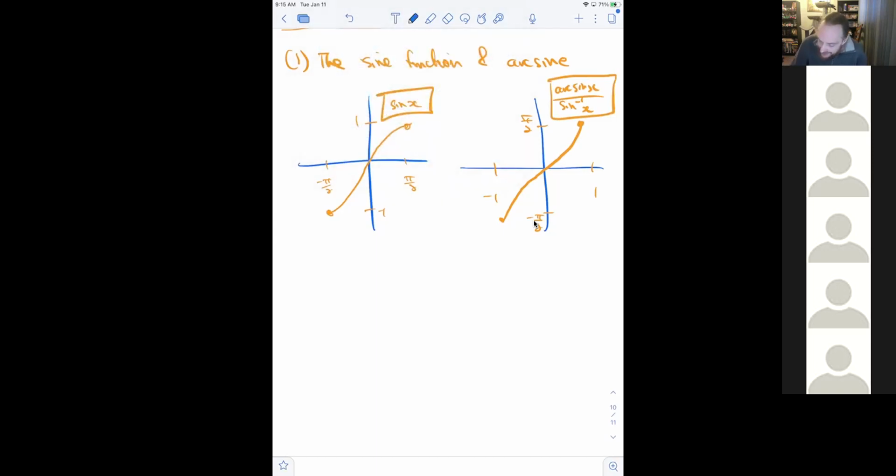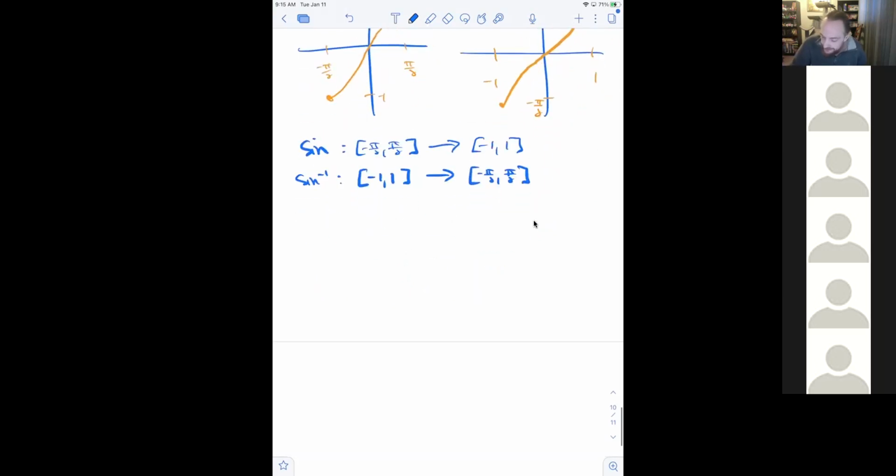Algebraically, what does that say? That says that sine is going from negative pi over 2 to pi over 2 into -1 to 1. So sine inverse has to be the function that goes from -1 to 1 into negative pi over 2 to pi over 2. And we compute values this way using the unit circle. To find arc sine of a value, arc sine of 1/2 is pi over 6. How do I know? 1/2 is in my domain of sine inverse.